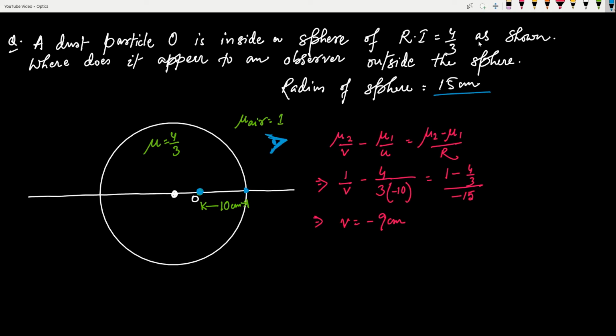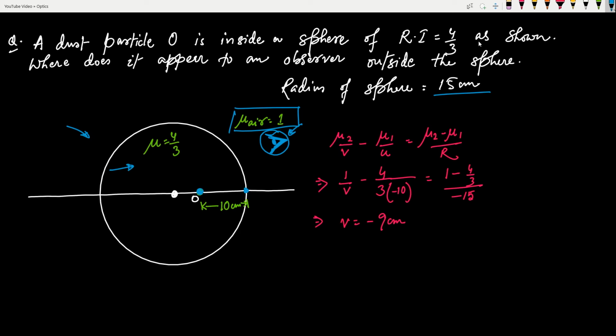Now the observer can be anywhere, either this side or that side. We'll be looking into both. So first of all, let's analyze the observer being here, in the air medium. The refractive index of air is 1, and the refractive index of this sphere is 4/3, that of water. So let's see where the image will be formed and what the nature of the image will be.